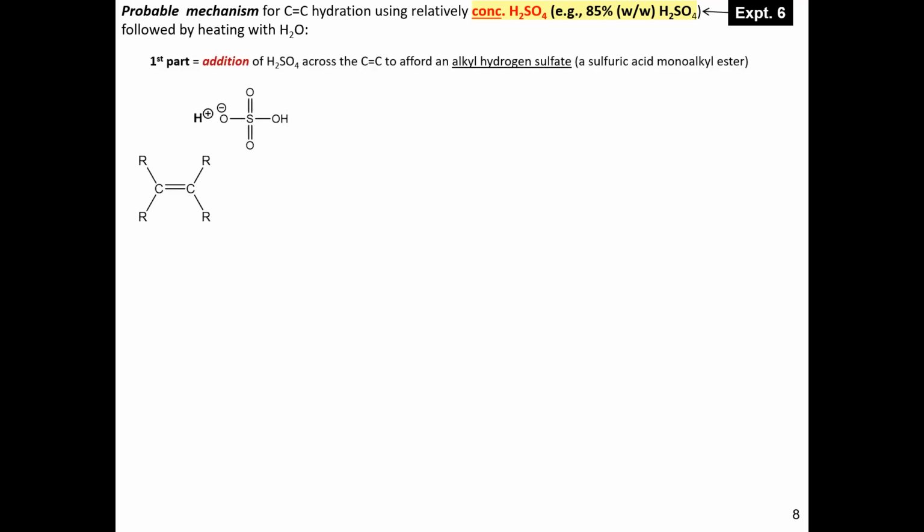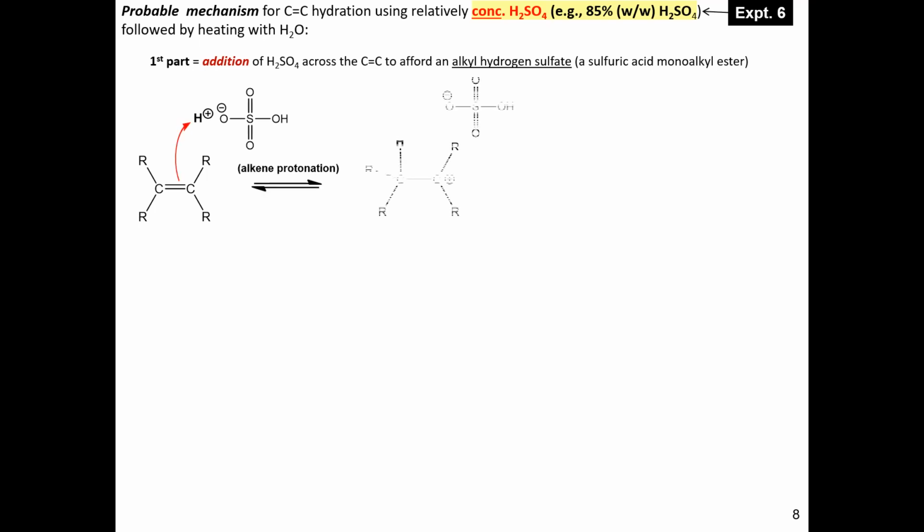Now, let's compare the mechanism we've just looked at with the mechanism of the hydration reaction you'll perform in this experiment, which uses relatively concentrated acid. The process can be divided into two parts, where the first part involves the preparation of an alkyl hydrogen sulfate compound by addition of the elements of H2SO4 across the alkene's carbon-carbon double bond.